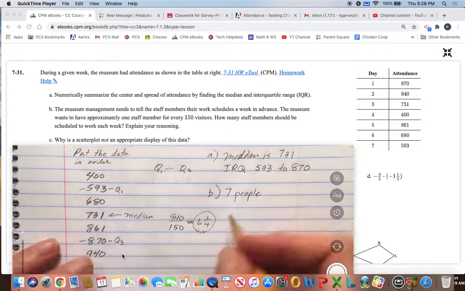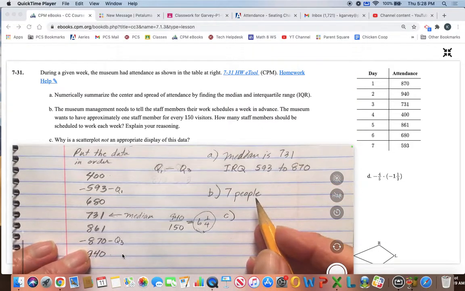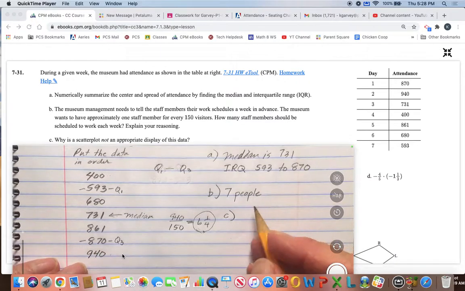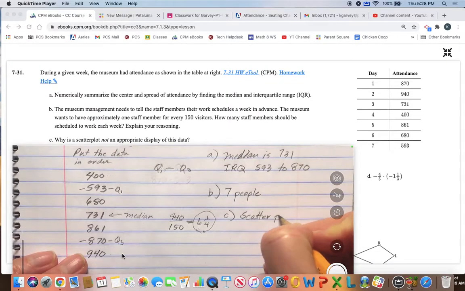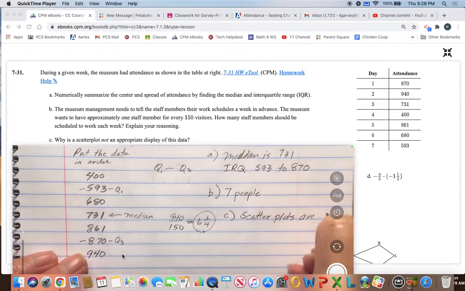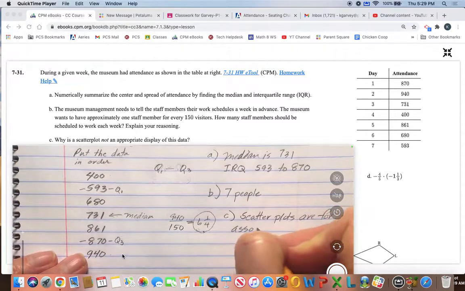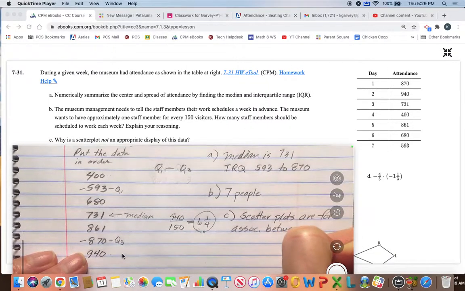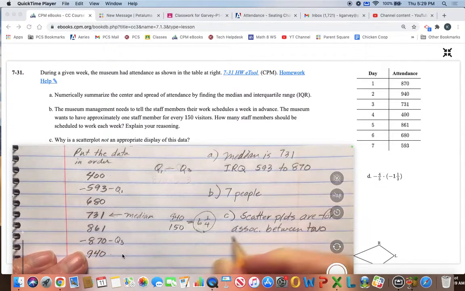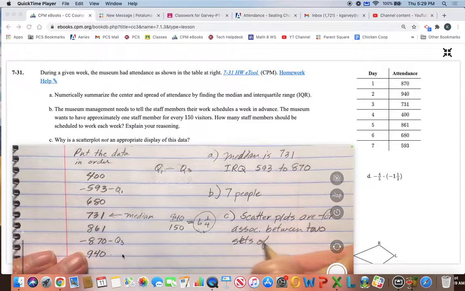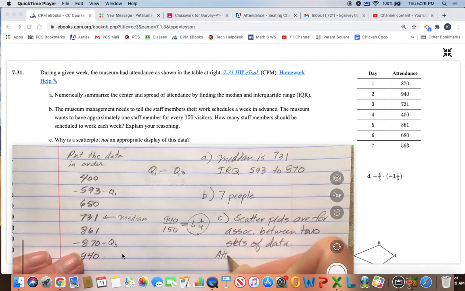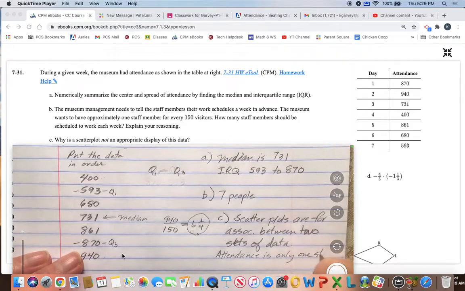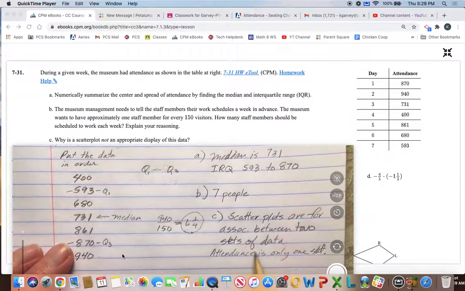Okay. And last, it asks us, why is a scatter plot not an appropriate display of this data? Okay, a scatter plot, remember, is great if you're looking for an association. Scatter plots are for associations between 2 sets of data. So here, we only have one set of data. So attendance is only one set. So this is not appropriate because we only have one set of data.